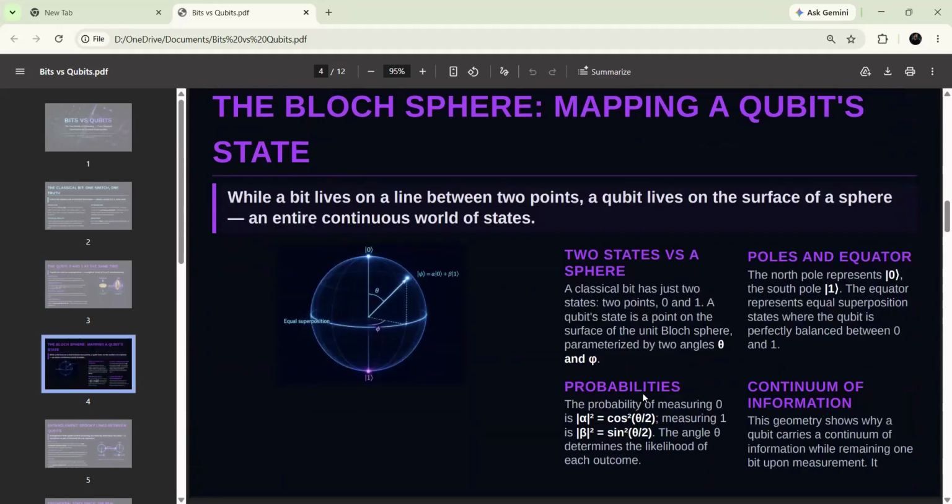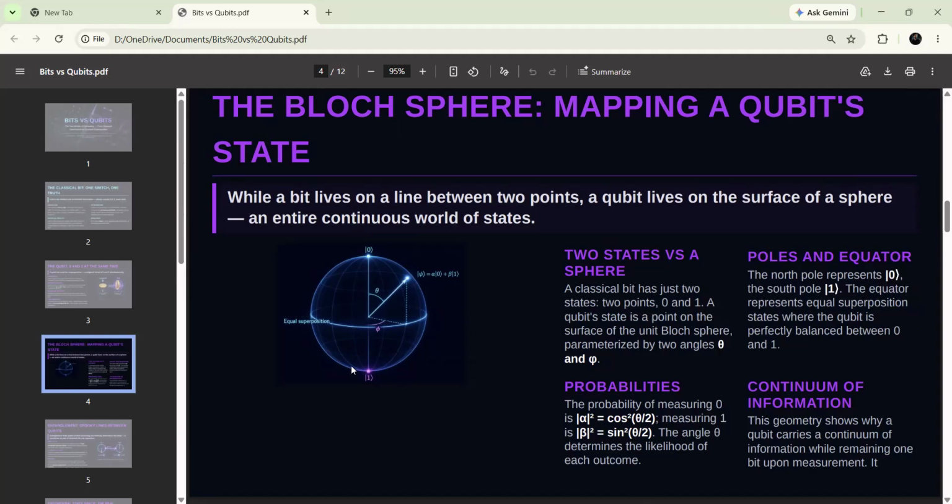And there is also the Bloch sphere. It means if you want to map a qubit state, we require the Bloch sphere. If you consider a classical bit, it is going to live on the line between two points. There are two points, and between those two points there is a line, and on that line this bit is going to live. A qubit is going to live on the surface of a sphere.